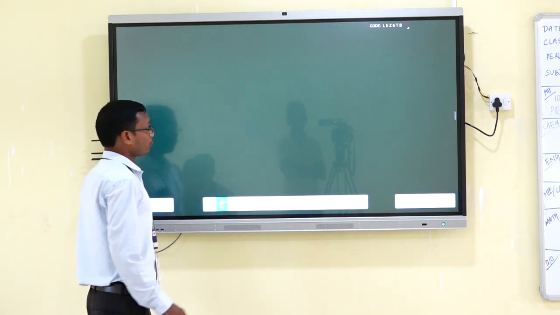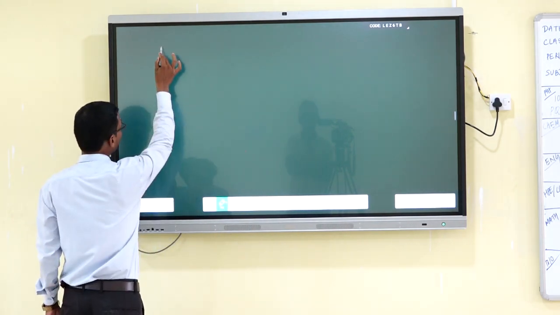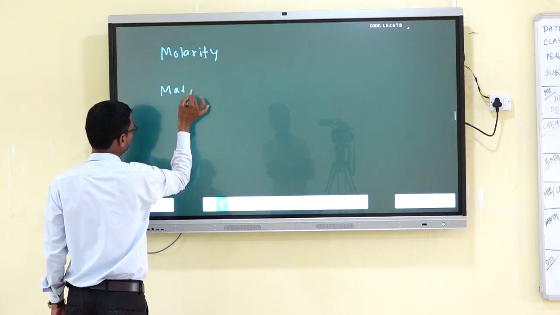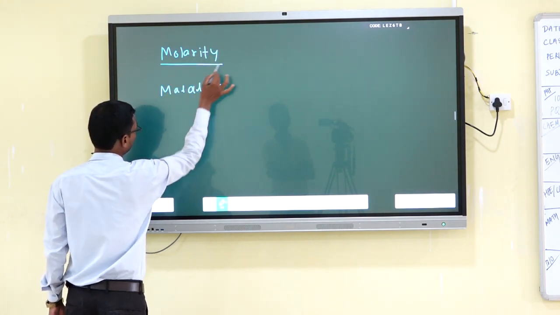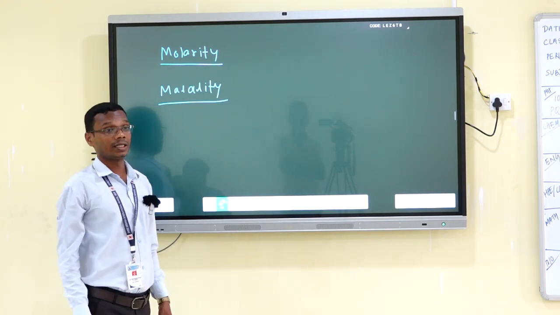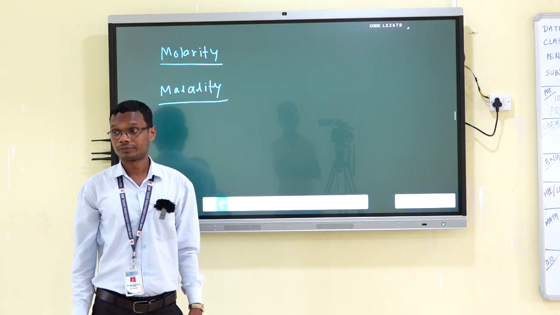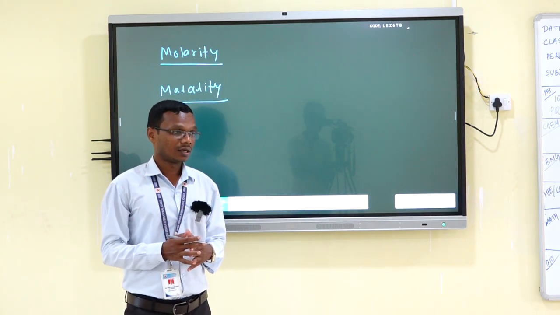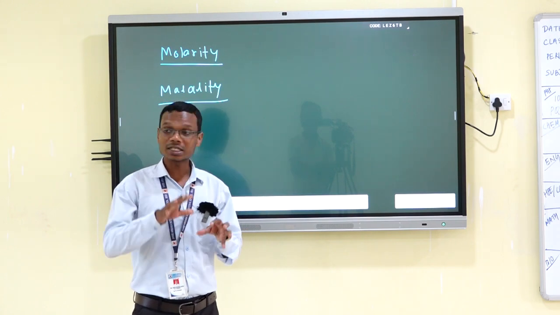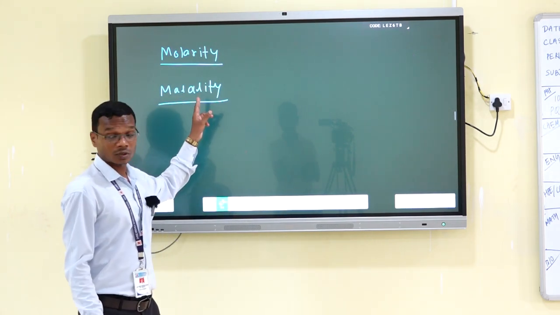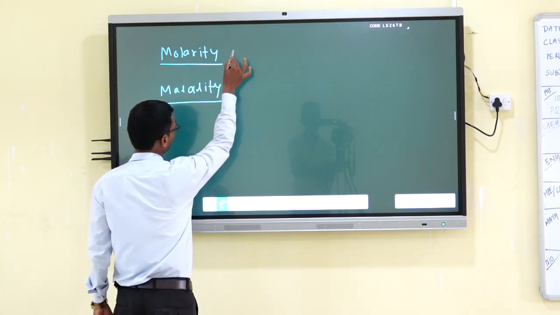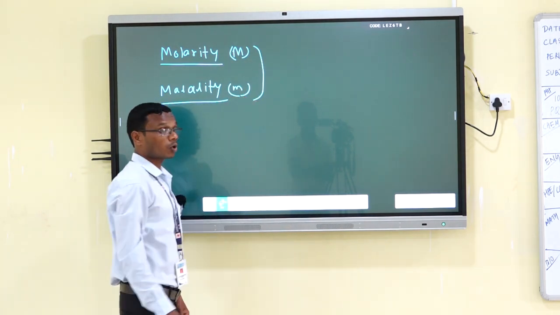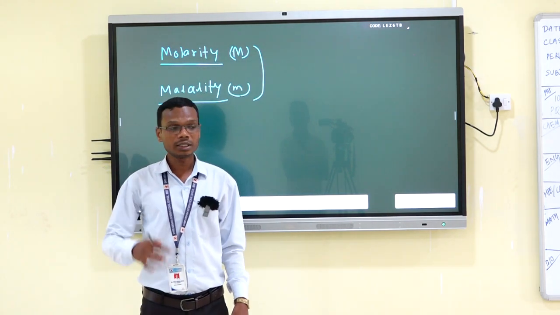Then, there are some terms like molarity and molality. What is molarity and what is molality? Molarity and molality are the terms or calculation processes used to determine the concentration of ions in a solution. Molarity is noted as capital M and molality is noted as small m. These are two important mathematical calculations we will run in the next class. Okay.